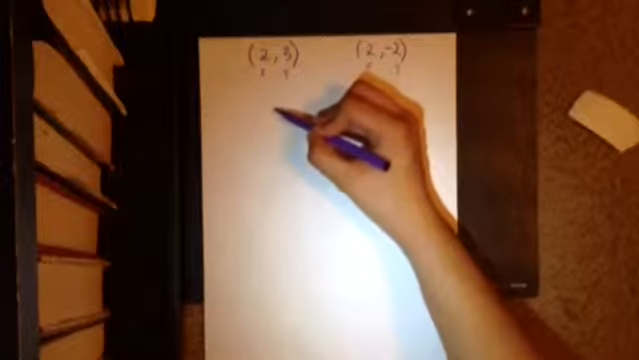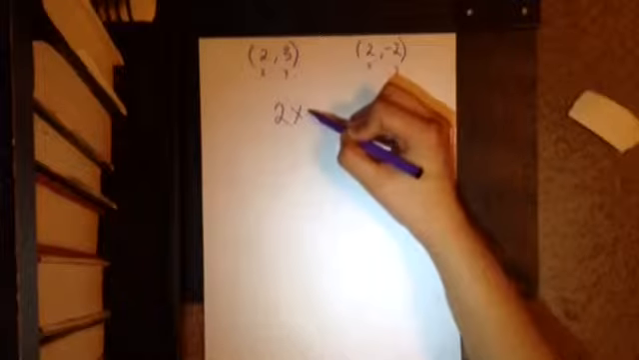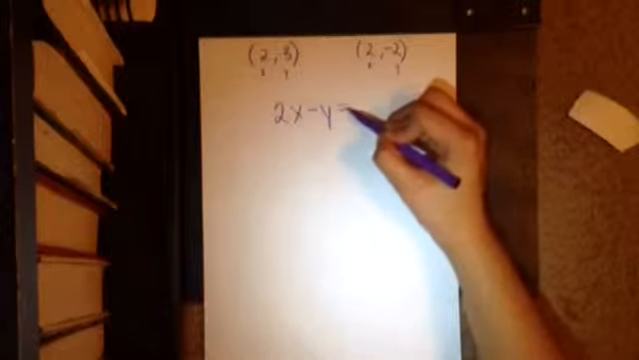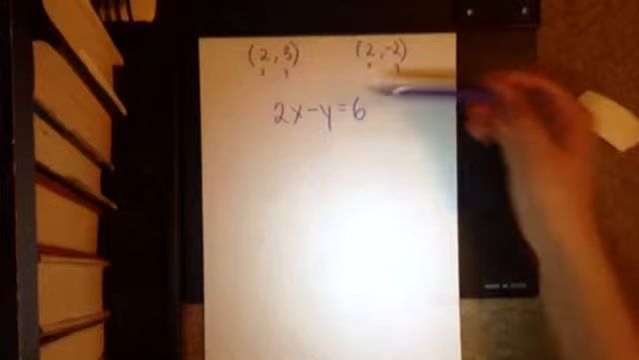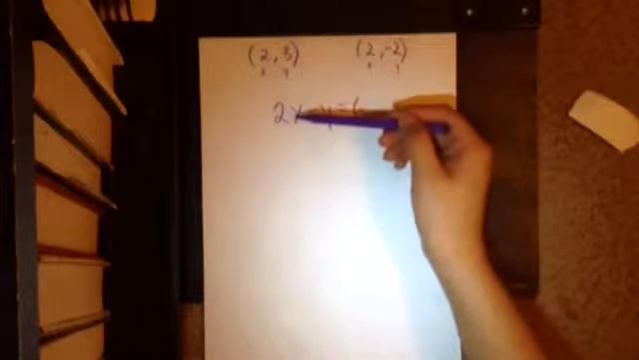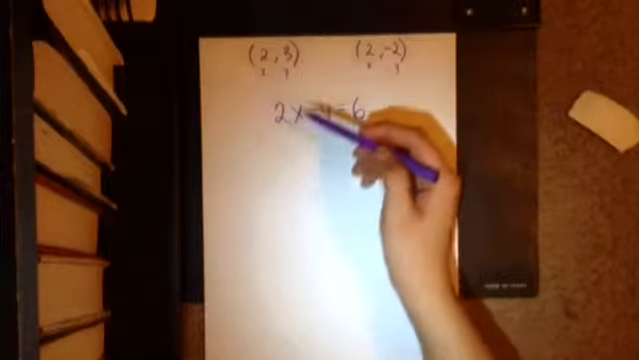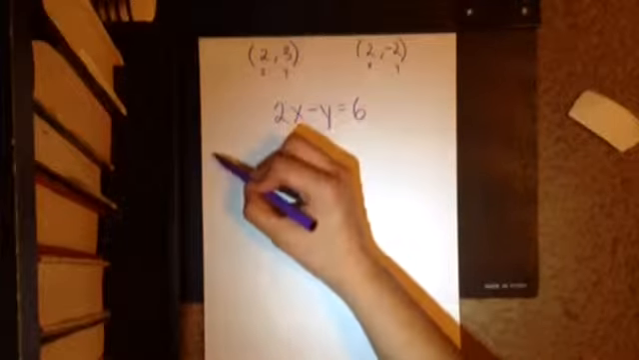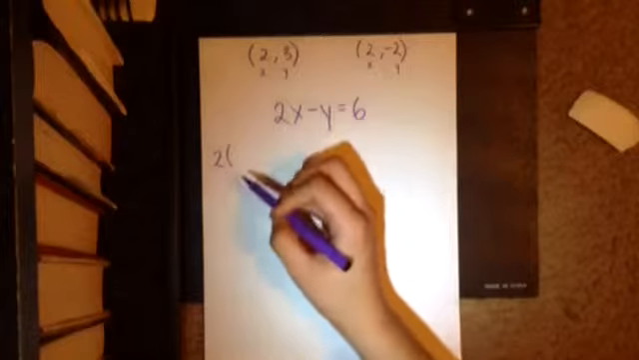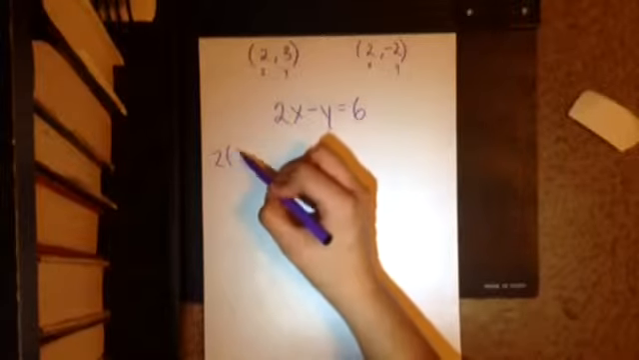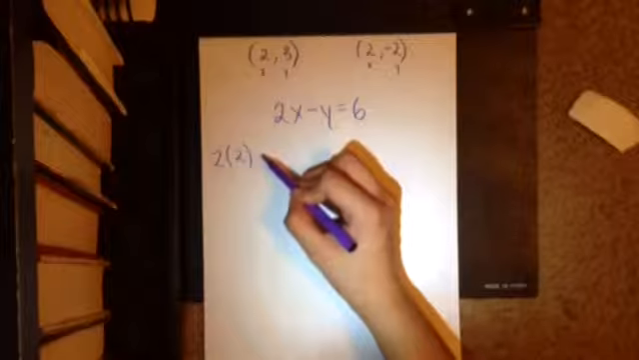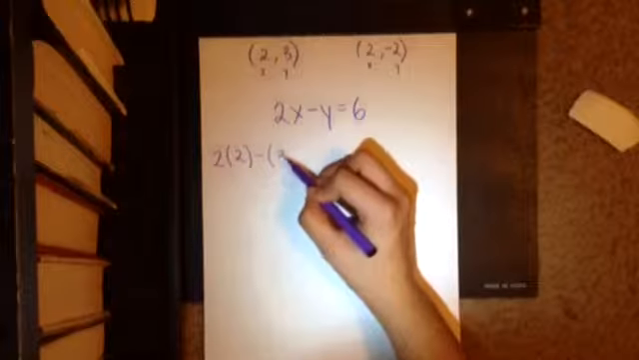So let's say you have the equation 2x minus y equals 6. You're going to plug your x coordinate into your x value down here, and your y coordinate into your y value. So for this equation, 2x is going to be 2, minus y is going to be 3.